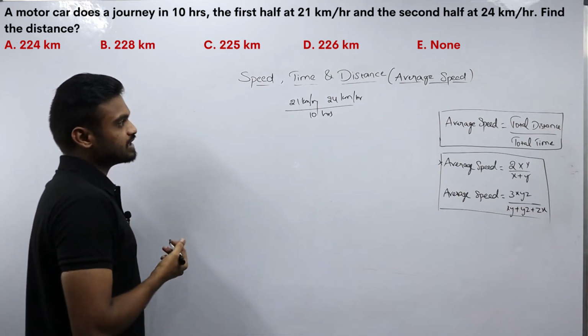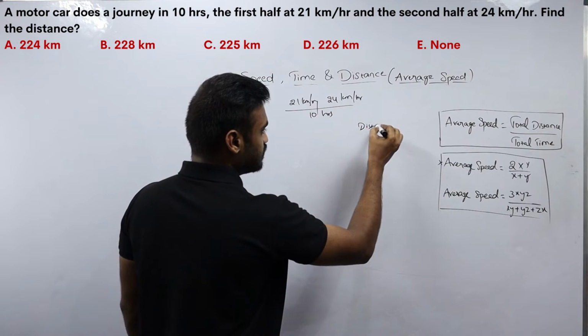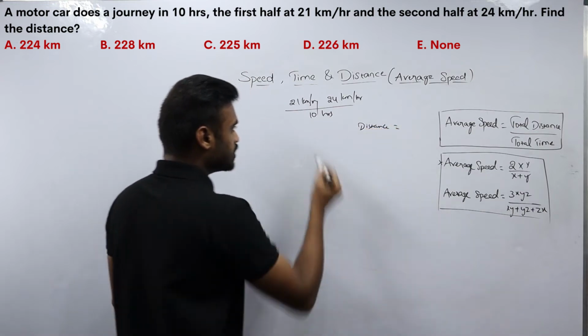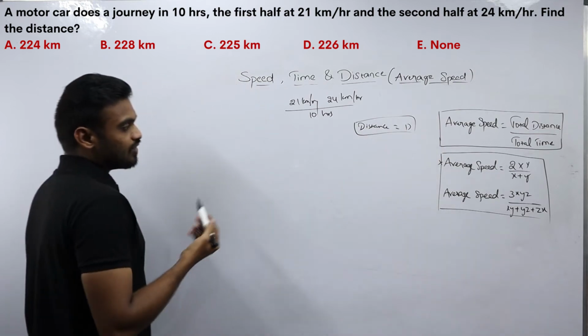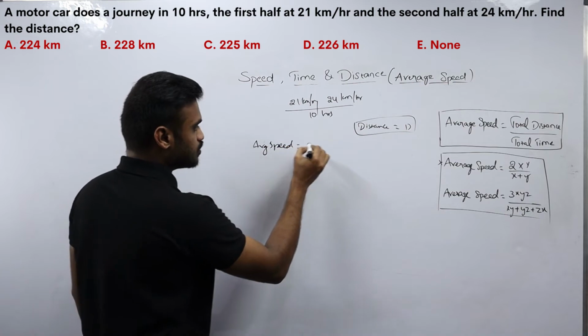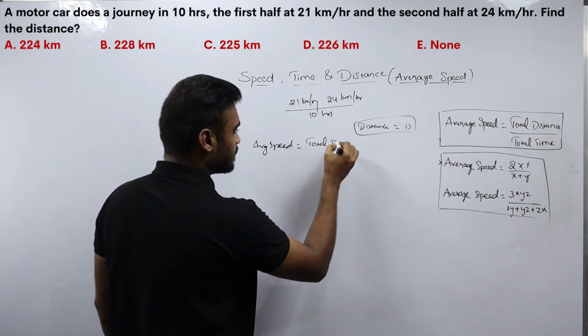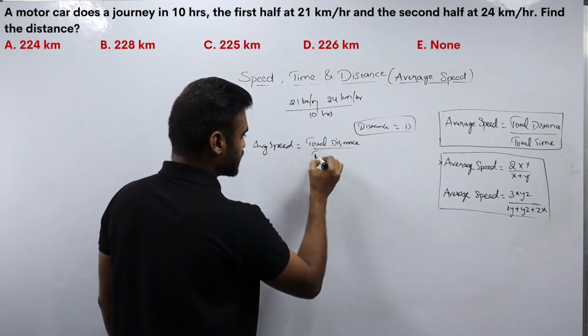Now we don't know the exact distance, so I am just assuming the total distance as D here. Now we already know that the average speed equals total distance by total time taken.